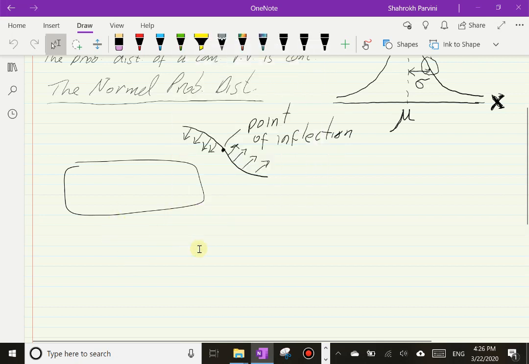And oh, I know what I can do. There you go. I can just erase it this way. There you go. Okay, so I was going to write the form of the function. So here's what the form of the function looks like.